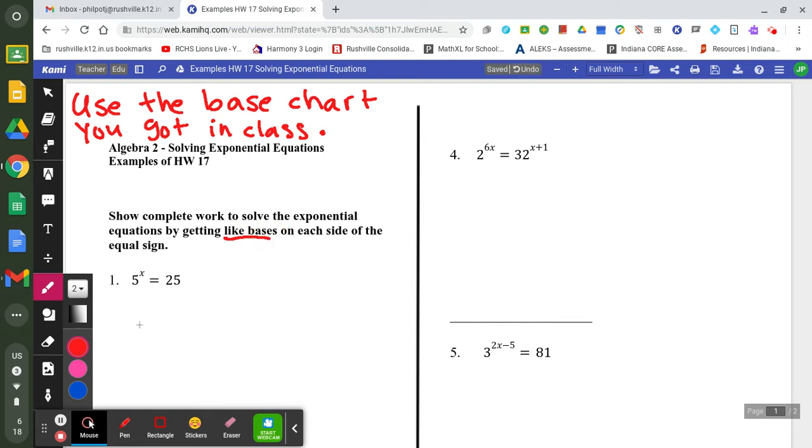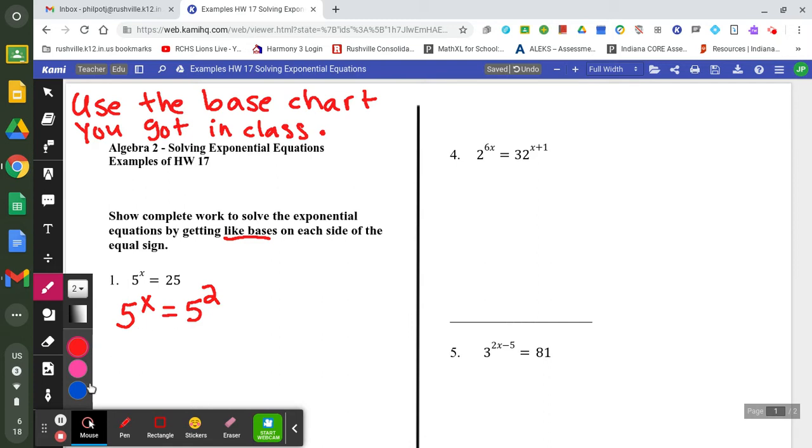So as you look through the base chart, you will see 5. So I'm going to just write that as it is, base 5 with an exponent of x. Now 25 can be written as base 5 squared. And that's what we mean by making the bases the same.